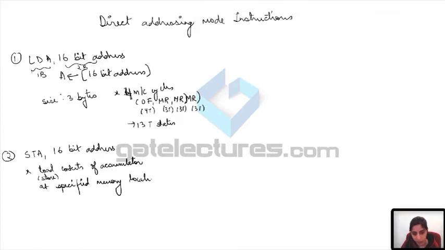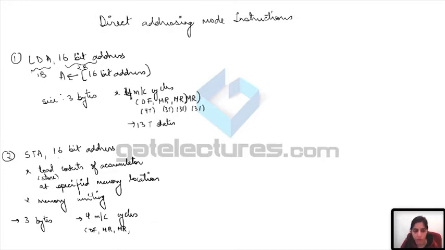At the specified memory location. So this is doing memory writing. This is also going to be a 3 bytes long instruction. It is also going to have 4 machine cycles: opcode fetch, then 2 memory read cycles to read the data, and then 1 memory write cycle. So this is also going to take up 13 T states. Fine.